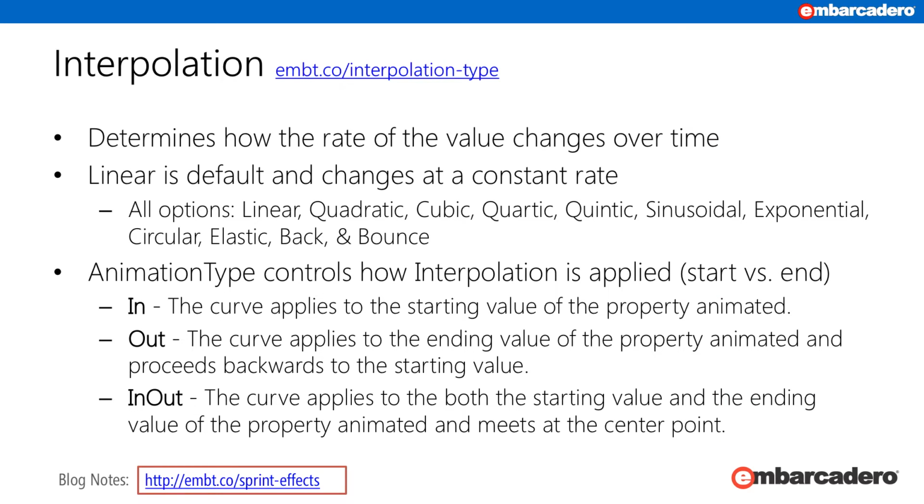Now, one thing when you get into animation, you're going to talk about interpolation, which I guess you could say is a strange sounding word. Basically what it means is it determines how the rate of the value changes over time. So linear is the default, and that's just where it constantly changes. So it starts at 0, and then 1 second later it's a 1, 1 second later it's a 2, 1 second later it's a 3, 1 second later it's a 4. That's a very slow linear interpolation. But some of the other interpolations, like a quadratic, start out slow and then get faster over time.